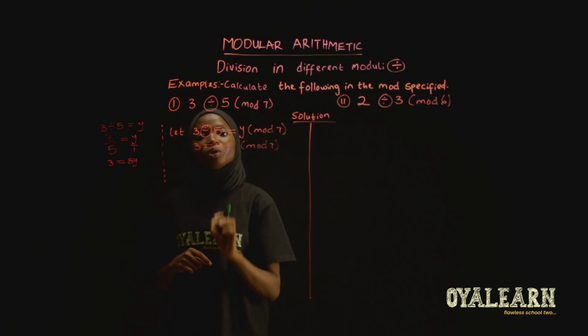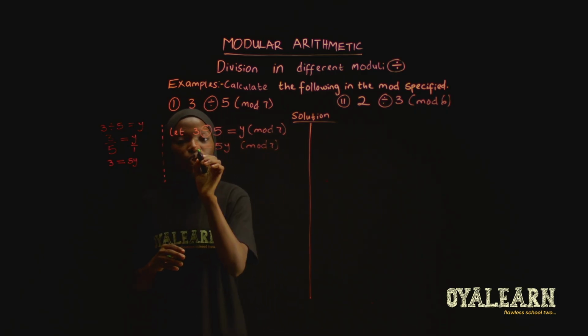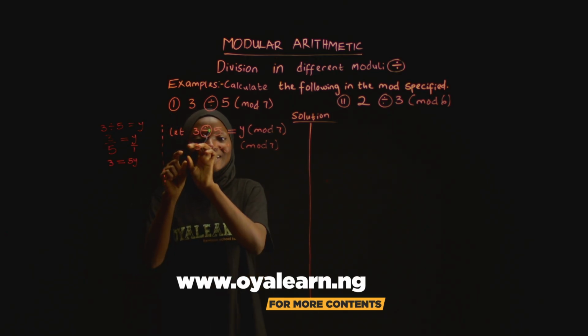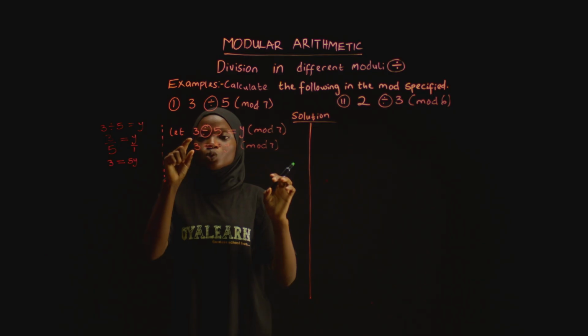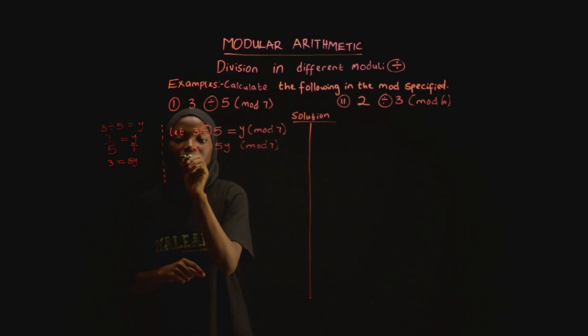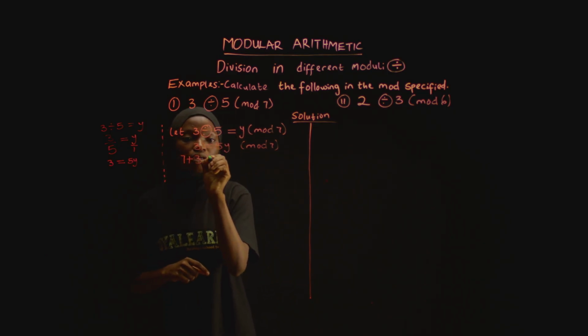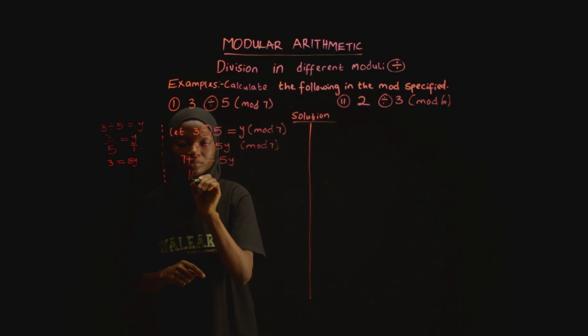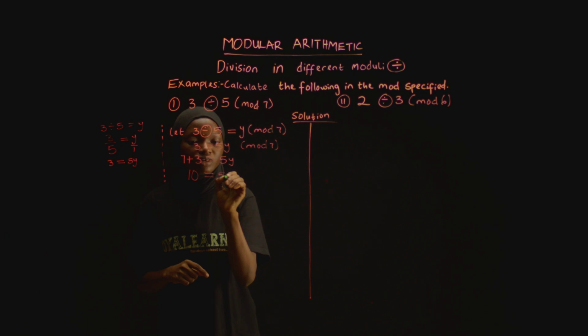Now here, to find Y, we know we have to divide both sides by 5. But here, we know we can't find 5 in 3. So we add the mode to this side. That is, we have 7 plus 3 equals 5Y. So here we have 10 equals 5Y.